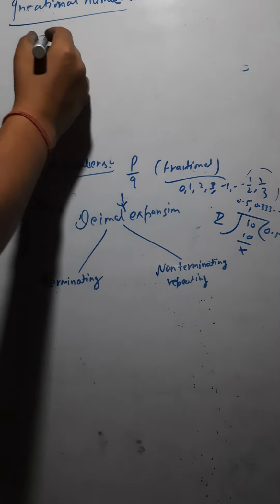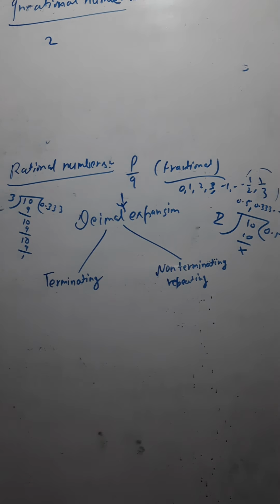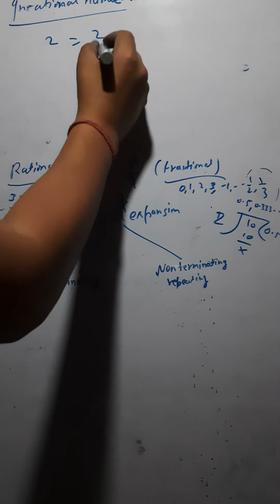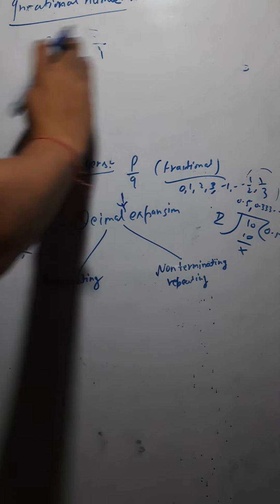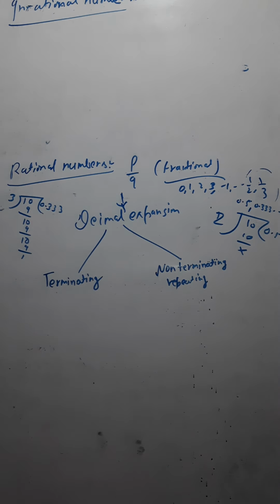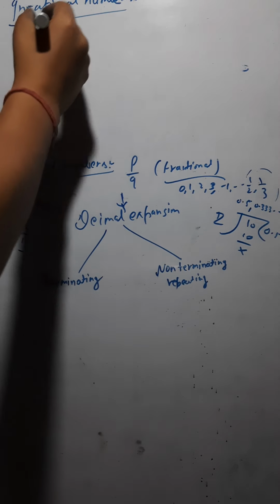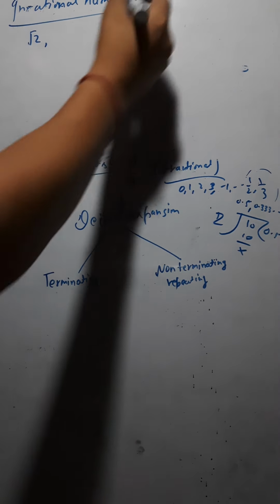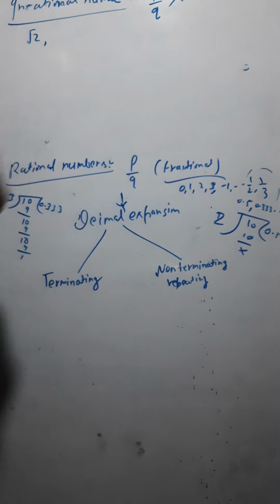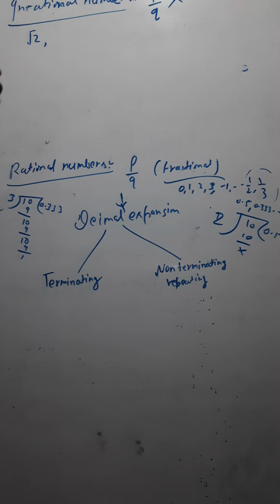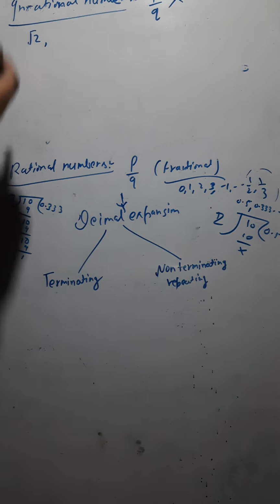So tell me, this 2, is it an irrational number? No. You can write it in the form of p by q. So the number which cannot be written in the form of p by q, you would be calling such a number an irrational number. Like under root 2. You cannot write under root 2 in the form of p by q.